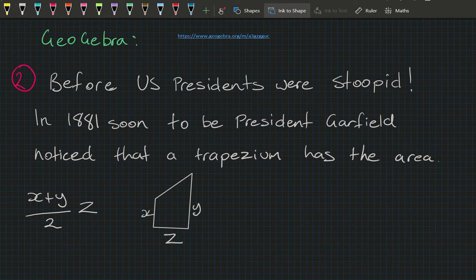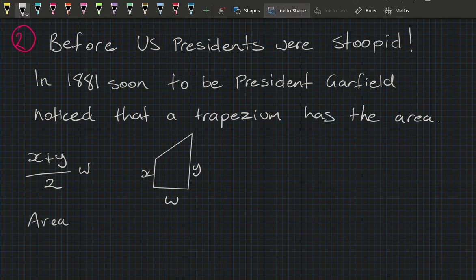I'm going to change this z to a w because my z looks too much like 2's. So let's restate that (x plus y) divided by 2, times w, is the area of this trapezium. And we'll cover exactly how to do that in a lesson in this unit, but not this one.